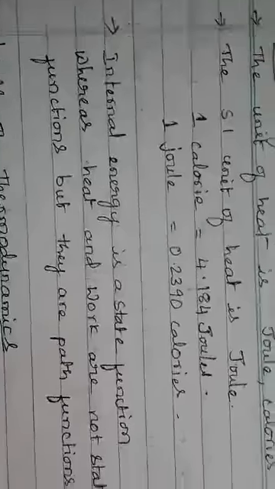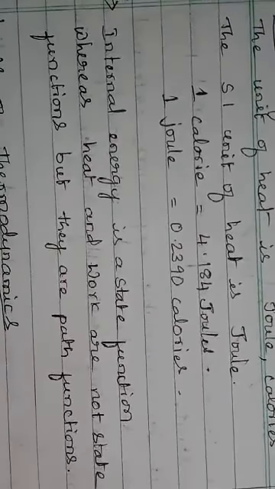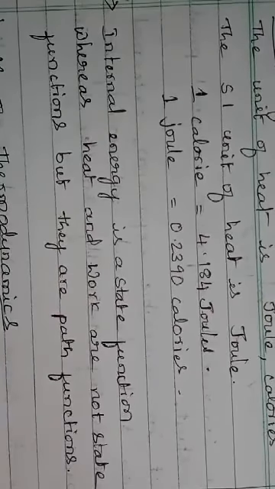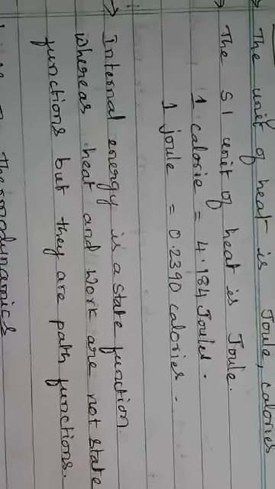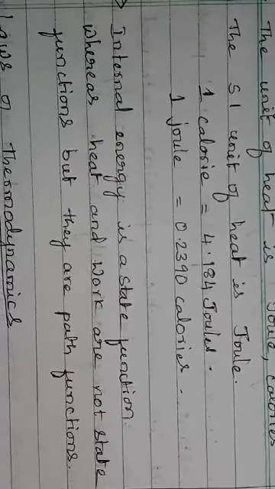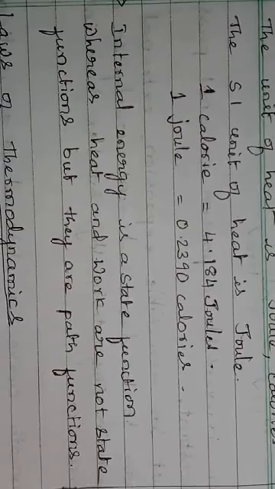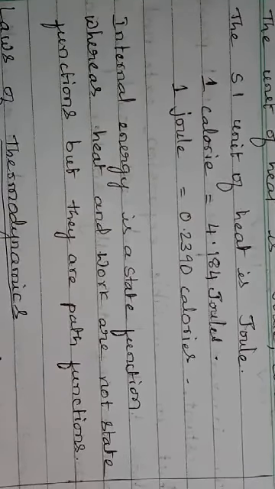And you know that 1 calorie is nothing but the amount of heat energy required to raise 1 gram of water by 1 degree Celsius. To raise 1 gram of water by 1 degree Celsius, we require about 4.184 joules or 1 calorie of heat energy.